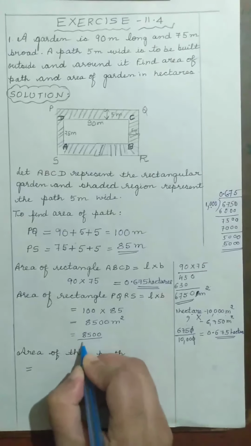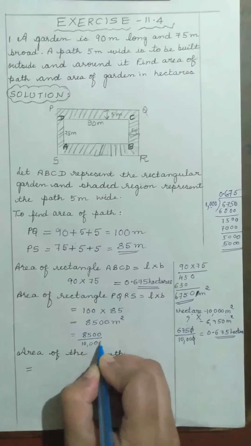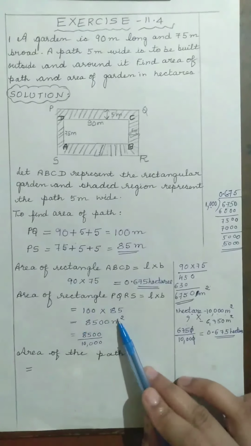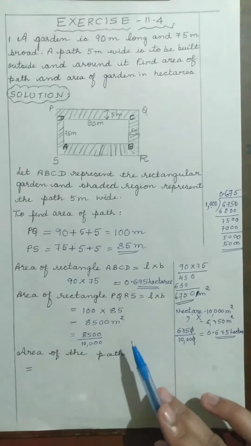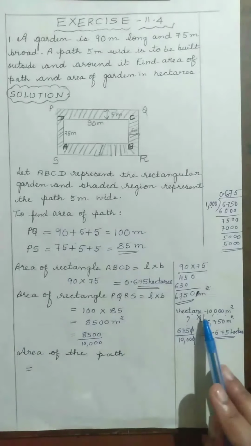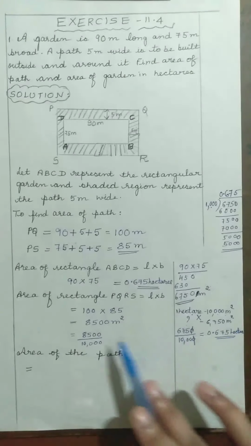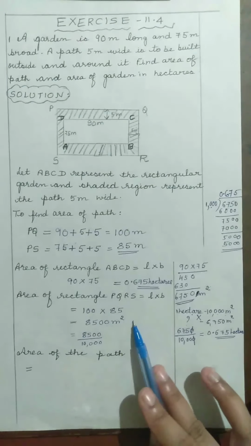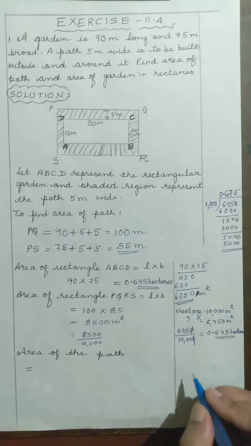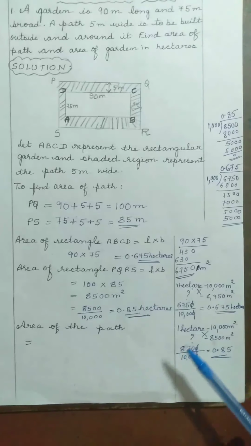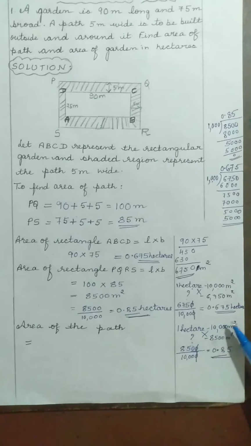So this 8,500 meter square, on expressing in terms of hectares, that will be equal to 8,500 divided by 10,000. For 1 hectare it will be equal to 10,000 meters square. Then for 8,500 meters square, how much? Therefore, children, we have 1 hectare is equal to 10,000 meters square. Then for 8,500 meters square, how many hectares?